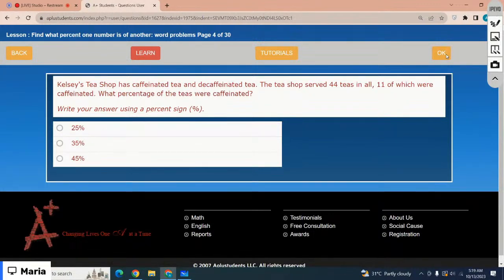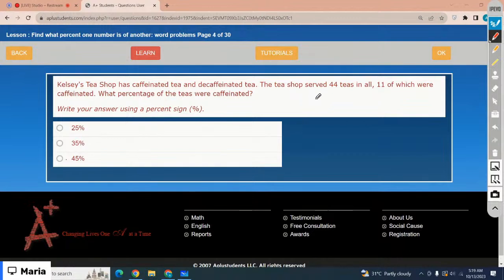This tea shop has caffeinated tea and decaffeinated tea. The tea shop served 44 teas in all, 11 of which were caffeinated. What percentage of the teas were caffeinated? So which is the correct option? How do you do calculations? 44 out of 11, right? 44 is the whole and 11 is the part.